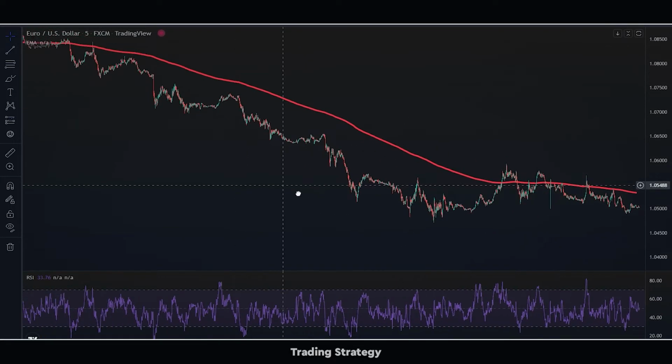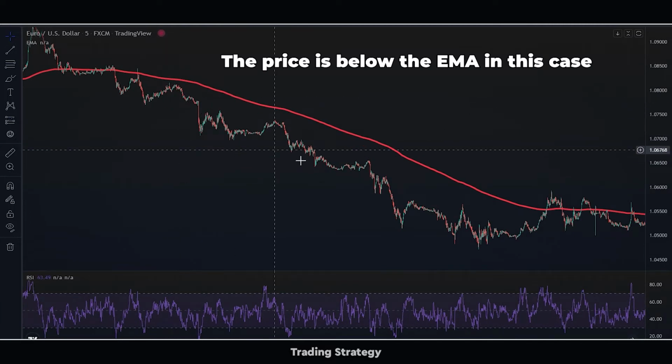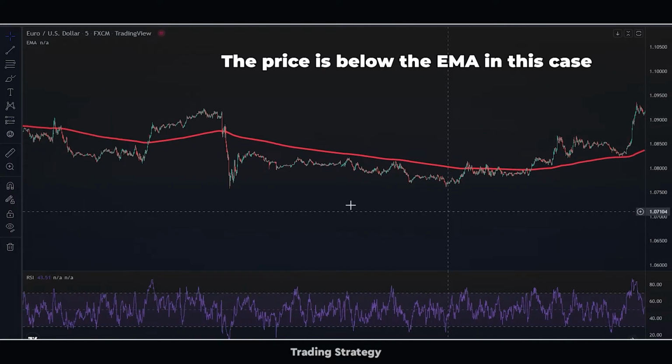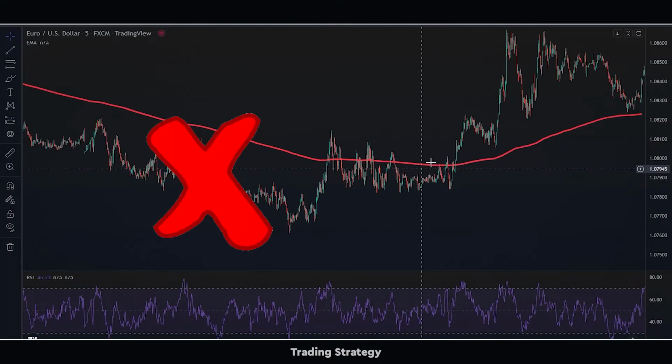As we said before, we will use this EMA as a filter. If the price is above the EMA, we will only open buy trades. If the price is below the EMA, we will only open sell trades. We will avoid markets where the EMA is flat, as it could give a lot of false signals.